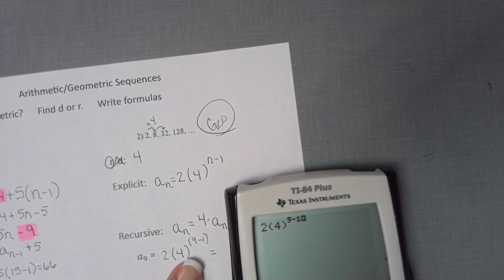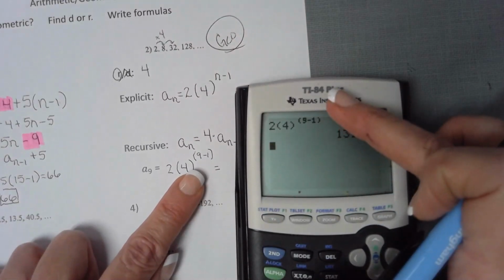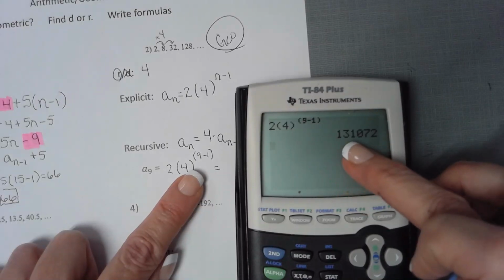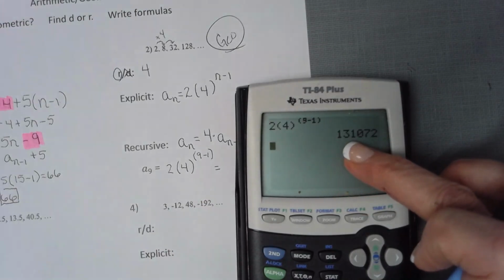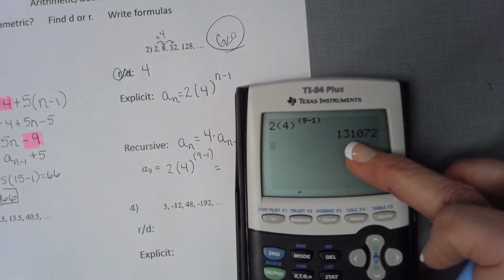9 minus 1. Oh, do a parenthesis. 9 minus 1, close the parenthesis. My calculator, I've got like a 84 plus. Mine looks funky, but did y'all get this? If you did not, I need to come look at your calculator and see if I can figure out what you did wrong.